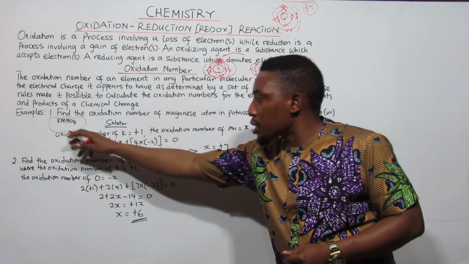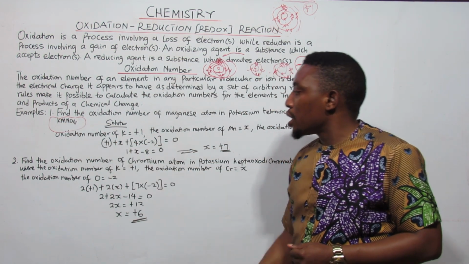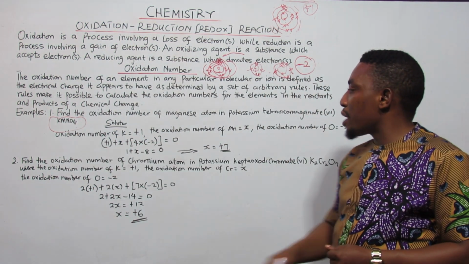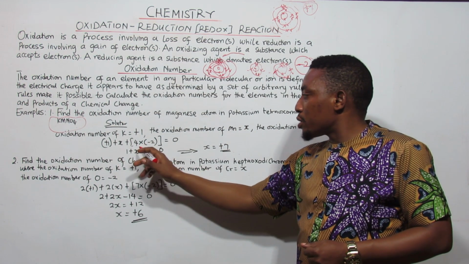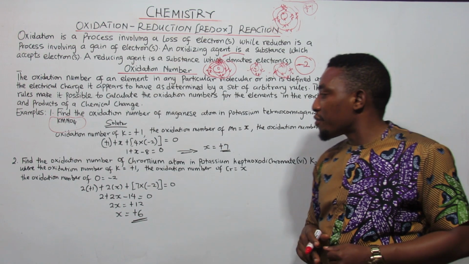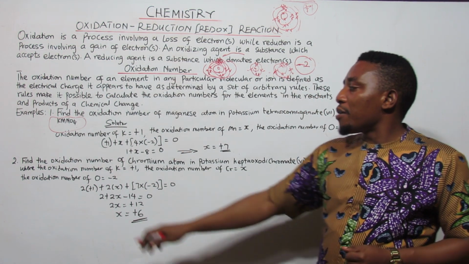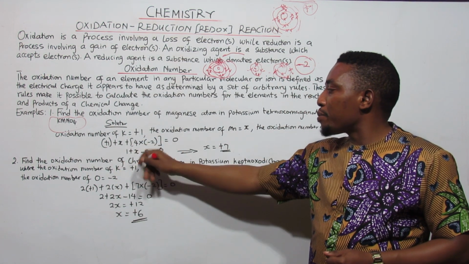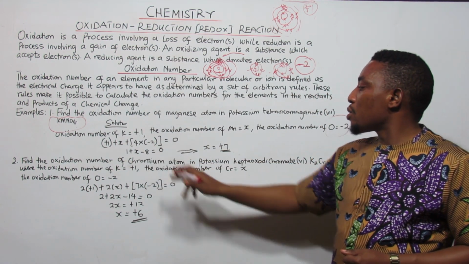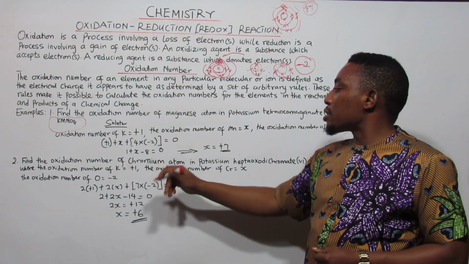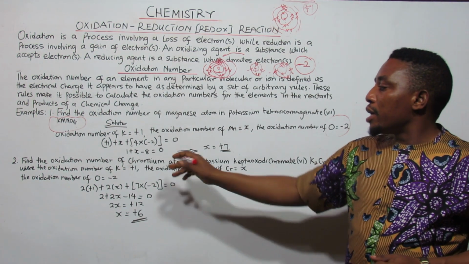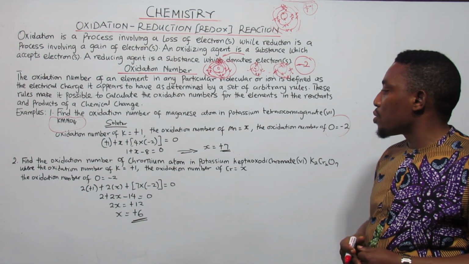Therefore, for you to get that, K is plus 1, plus Mn is unknown, X, plus the 4, because oxygen has 4 atoms, so 4 times minus 2, which is the oxidation number of oxygen, is equal to 0. Now you open the bracket, it becomes 1 plus X. Now 4 times minus 2 will give you minus 8, equal to 0. Then X now, the sign crosses, X will be equal to 8 minus 1, which will give you 7.